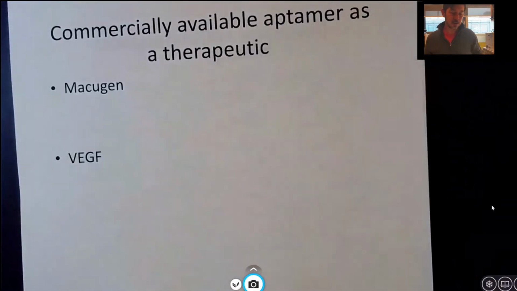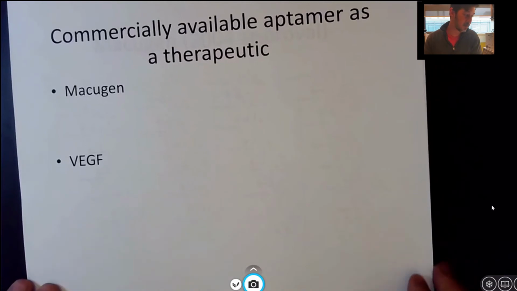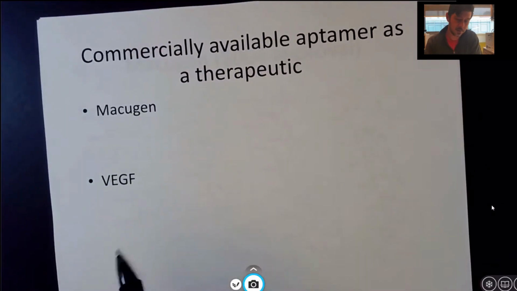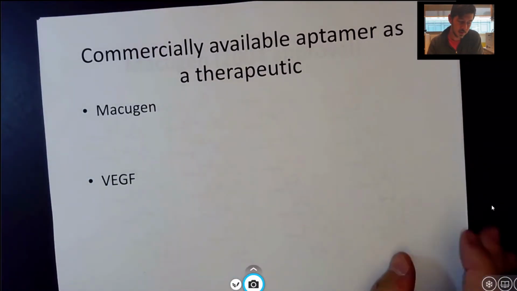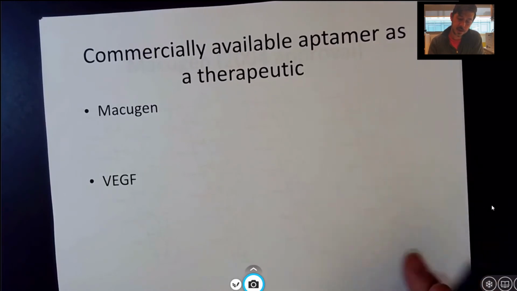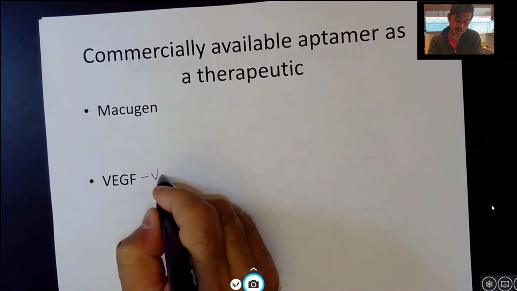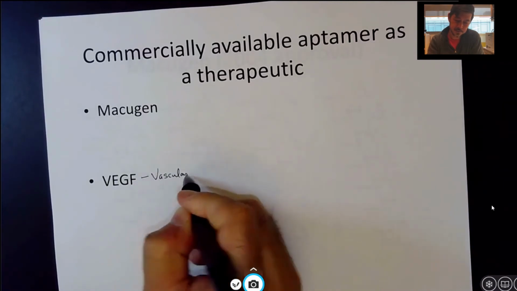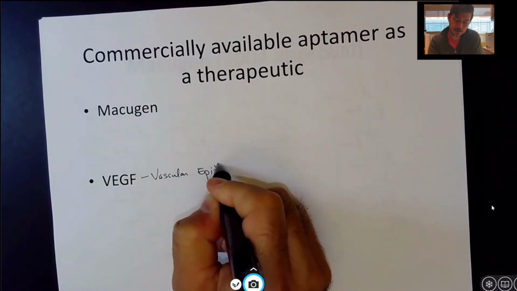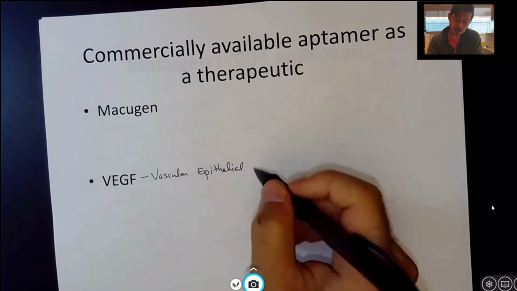So are there any commercially available aptamers as therapeutics? Well, there are only a couple. There's one called Macugen, and this targets a protein called VEGF, which stands for vascular endothelial growth factor.